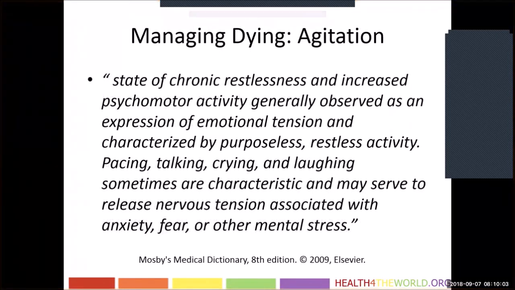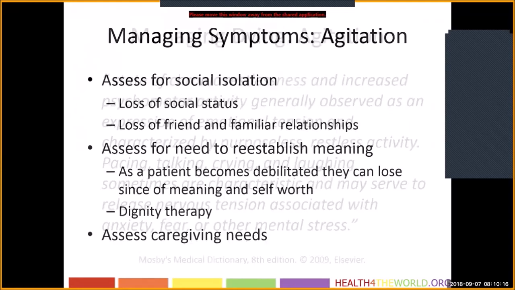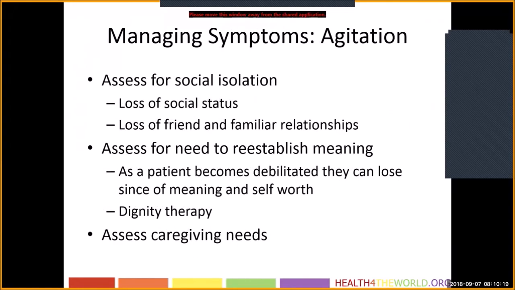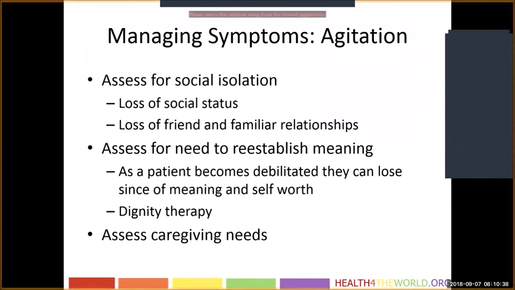Some patients are just agitated, where they're restless and all over the place, pacing and talking and crying, but they're paying attention, they're not confused. They're just having a lot of nervous tension associated with anxiety, fear, and mental stress. In this situation, when they're agitated, you're going to assess for social isolation. What's happened? They may have lost their social status, they've lost friends and family. Really delve into what we can do to help you tie up the business of life. What is it that you need? What are you lacking? How can we help you reestablish meaning? How can we help you reestablish dignity?